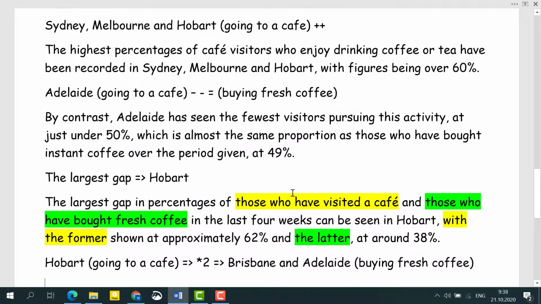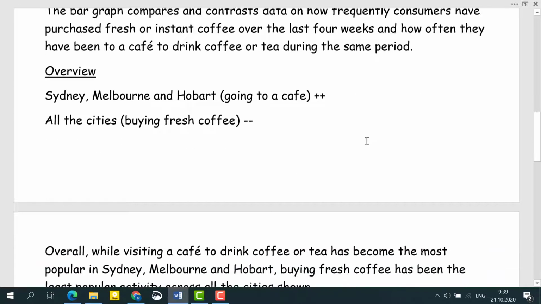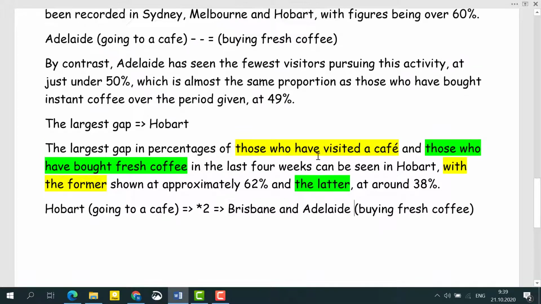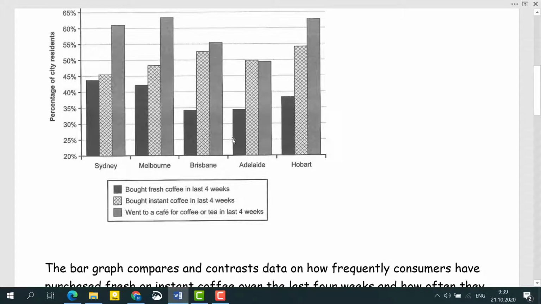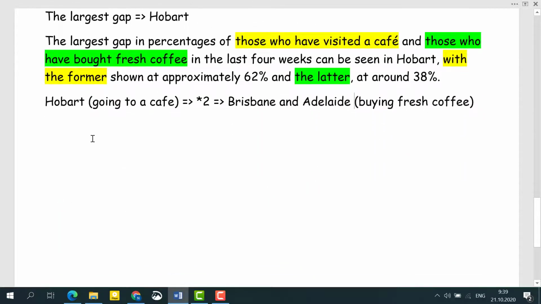We're talking about Hobart, okay, going to a cafe, and now we are comparing this largest percentage with Brisbane and Adelaide. Just look at this with the percentages there. Brisbane and Adelaide, and we are comparing these figures, and we are showing the difference. Okay, now how can we do that? I can show you quickly.